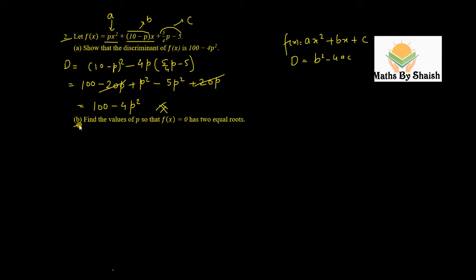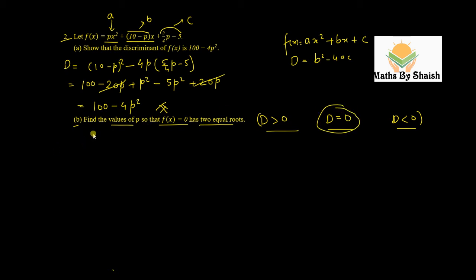Let's do the b part of it. In this we need to find the values of p, so that f(x) = 0 has two equal roots. So f(x) = 0 will give the roots, and if they are equal, we know the properties, the nature of the roots, we get it from the discriminant. If d is greater than 0, then there are two distinct roots. If d is equal to 0, then they are equal roots, and if d is less than 0, there are no real roots. So we will be only talking about this.